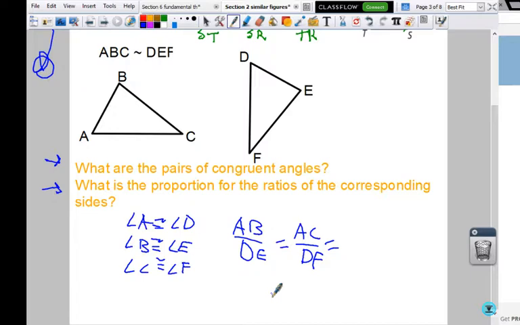And then Trista, what's the last one? Hold on, it'd be CB over FE. Yep, CB over FE.